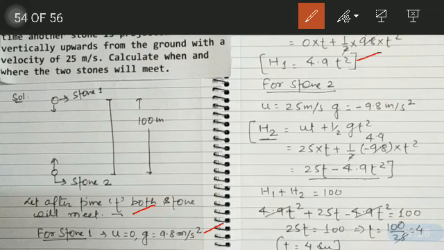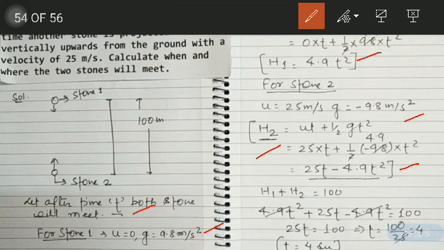Now for stone 2, which is moving upwards, we have the initial velocity of 25 meter per second and the acceleration due to gravity is minus 9.8 meter per second square. We can calculate h2, which stands for the height covered by the second stone. So ut plus half gt square, placing the values, we get the answer as 25t minus 4.9 t square.